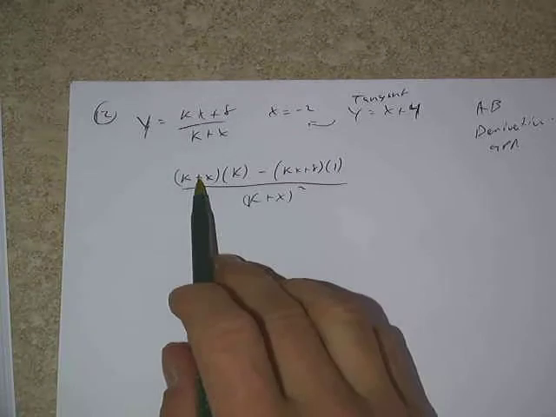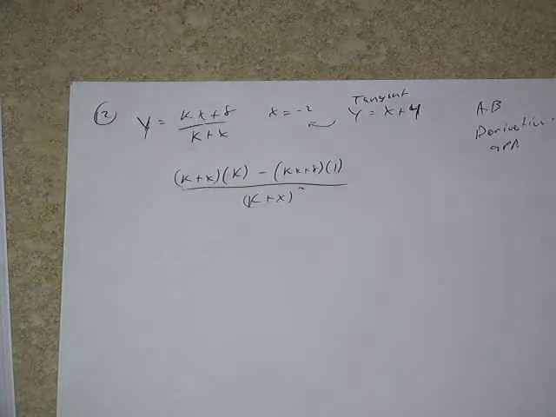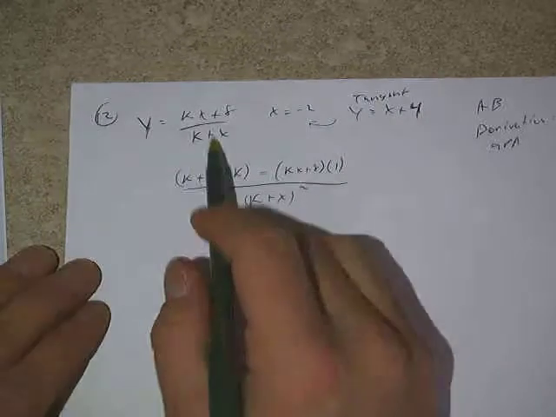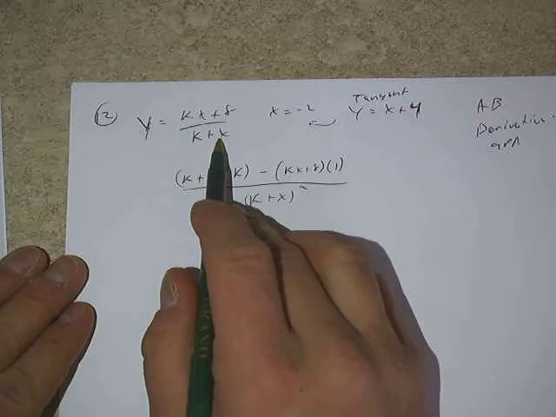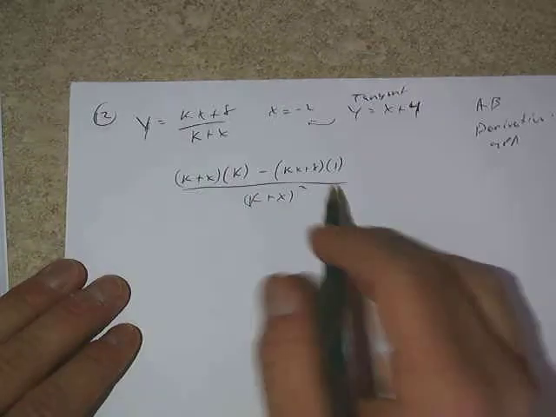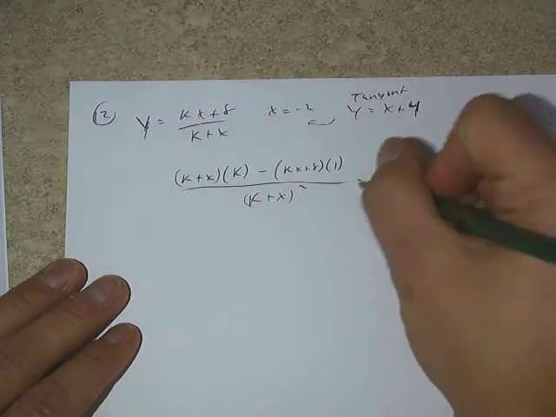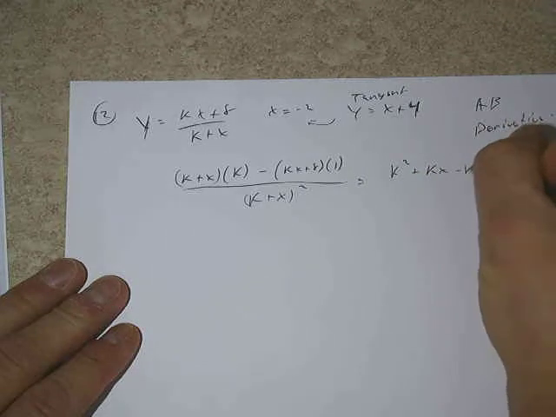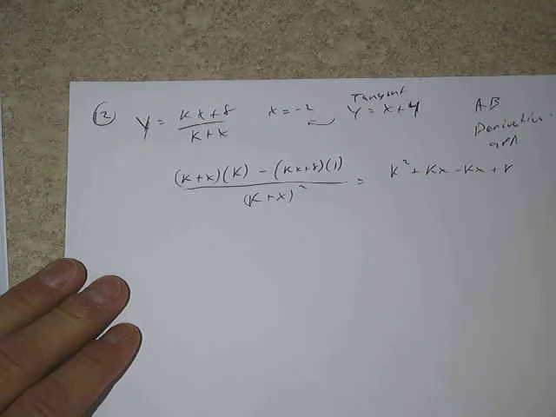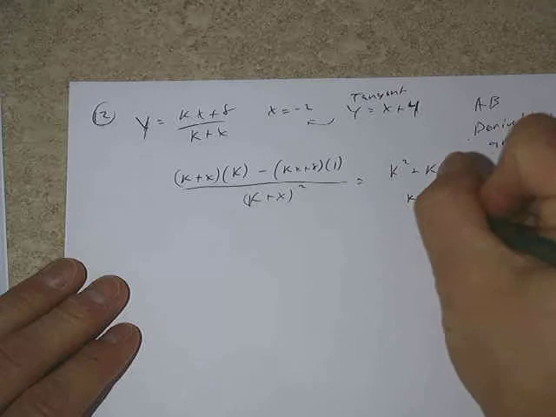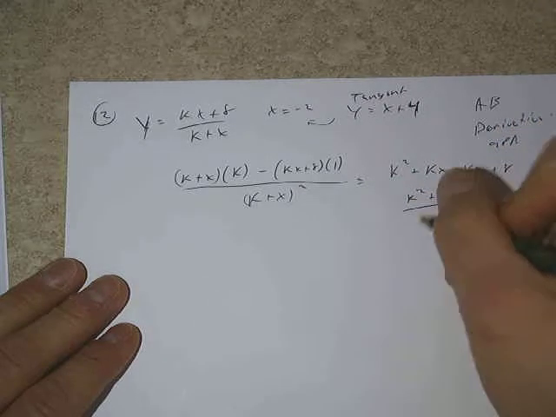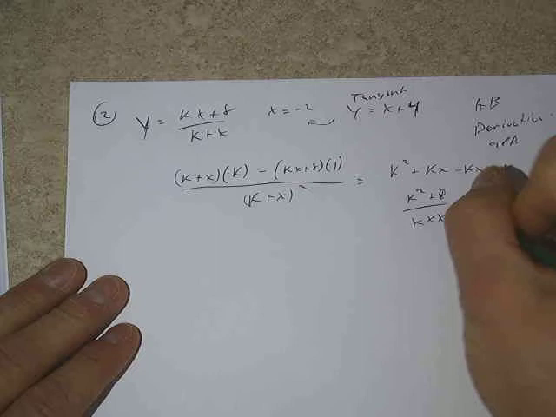So in the bottom, the derivative of the top is just k, it's linear. Top is that, derivative of the bottom, k plus x. Again, k is a constant, derivative is 1. And if we simplify, we're going to wind up with k squared plus kx minus kx plus 8, which ultimately would give us k squared plus 8. The kx is gone. Over k plus x all squared.